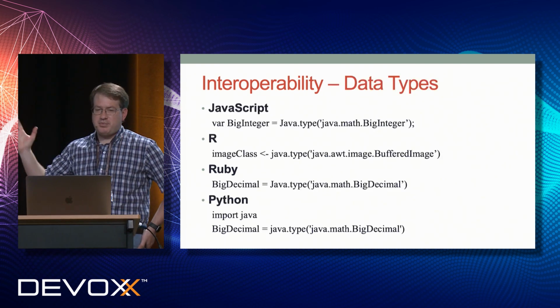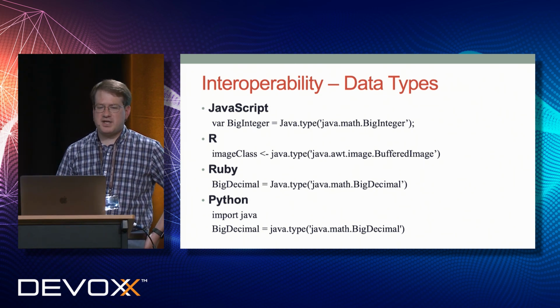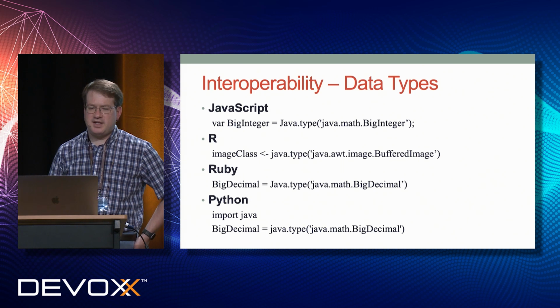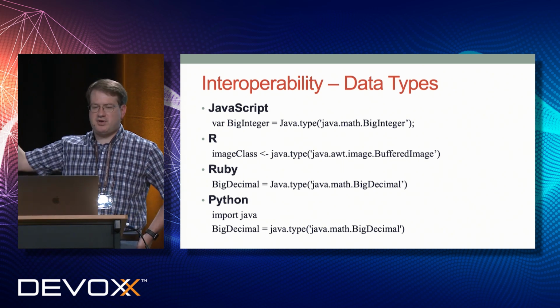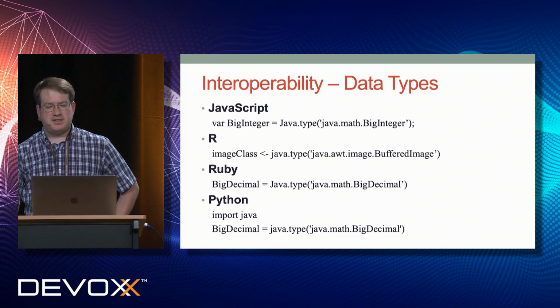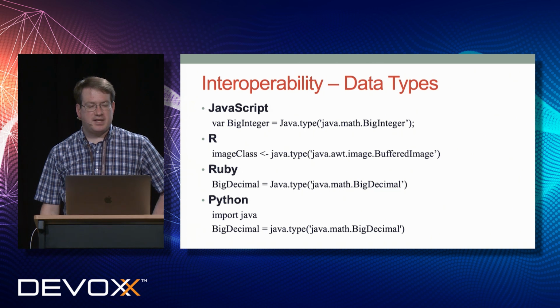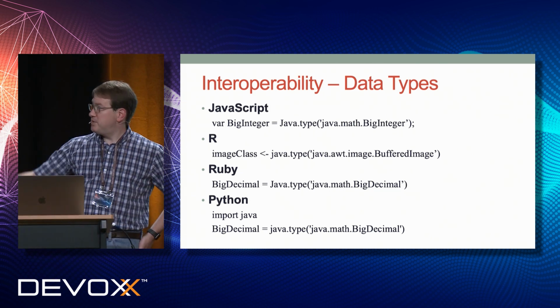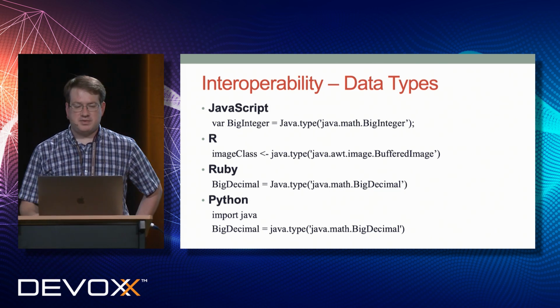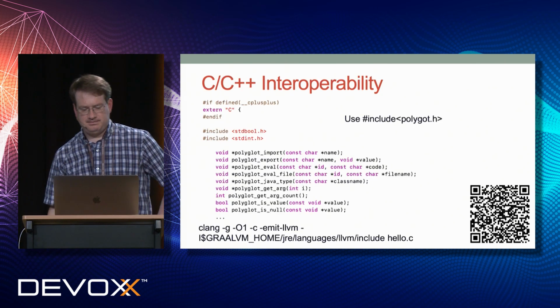In terms of interoperability with data types, in each one of the languages you can use your Java objects. So in JavaScript you first define the Java type, var BigInteger equals Java.type, and you pull in your type. So that's how you get the Java types into the language. Same thing for R, as well as Ruby and Python. I should mention that R has additional capabilities in terms of handling graphics, which makes it easier to handle plots, etc.